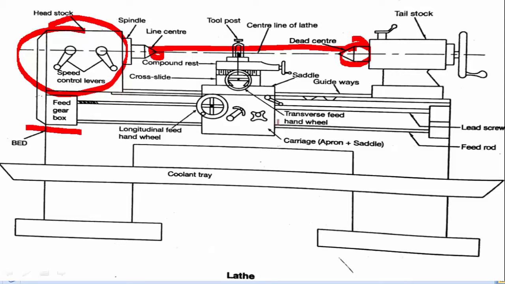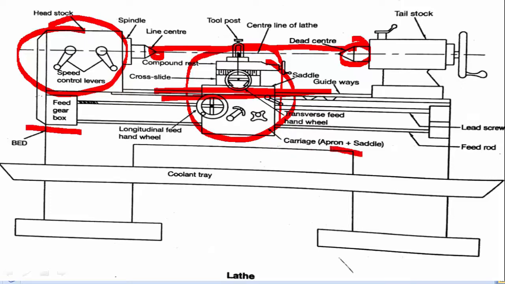So next we have carriage. This entire structure is known as carriage. This carriage moves over the lathe bed. It will move from left to right or right to left, in this particular direction. So this carriage consists of two parts. One is saddle and second one is apron. The saddle carries a cross slide over which the compound rest is fitted.